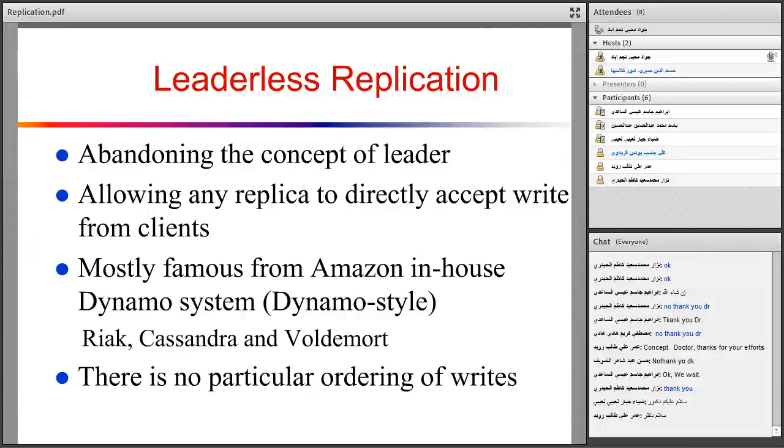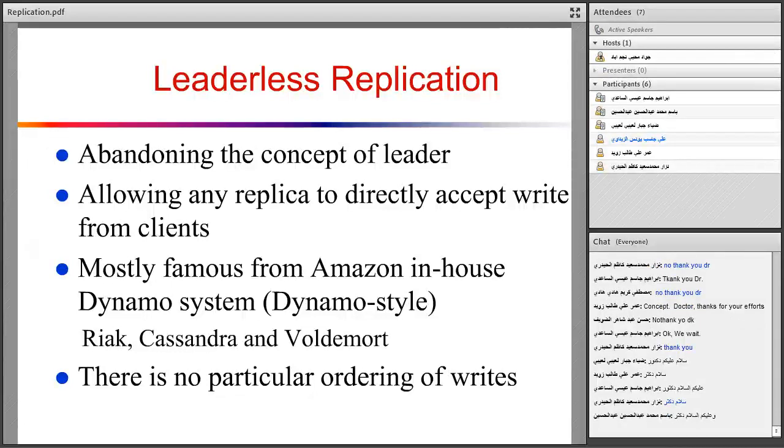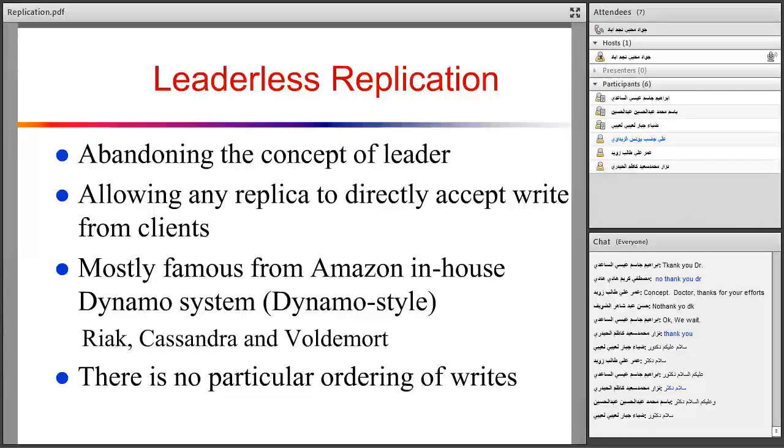I hope you are well. This is the next session, another session of advanced database. In this session, I'm going to talk about leaderless replication.